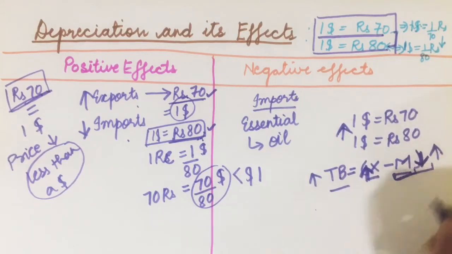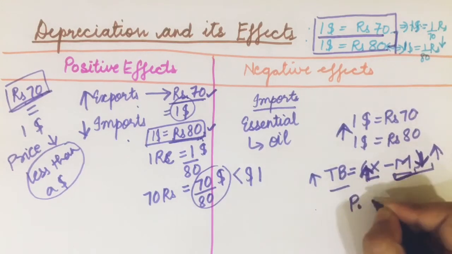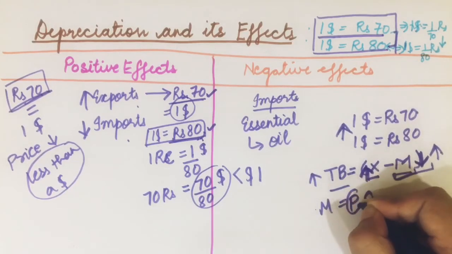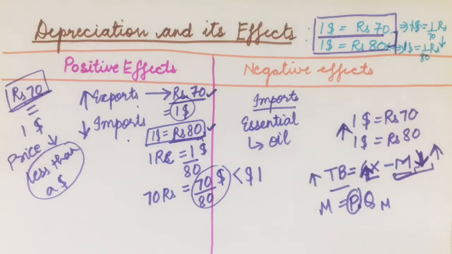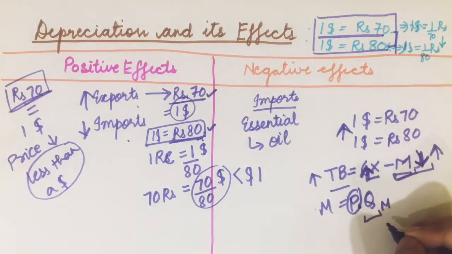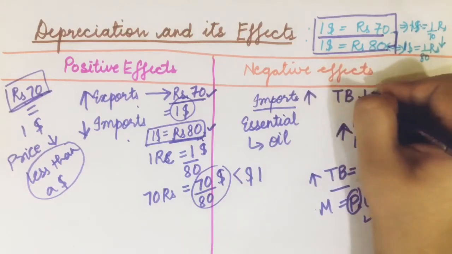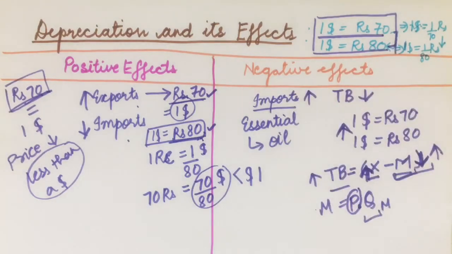Why? Because this is the value of imports, so price into quantity of imports. So what is happening, my price in this case is going up and quantity is not affected. So my imports would go up and my trade balance would go down. So this is also a negative effect. So this was the effect through exports and imports. Now we look at other effects.